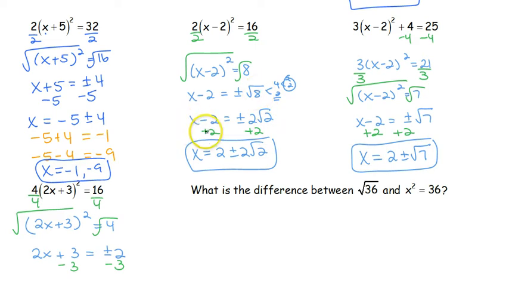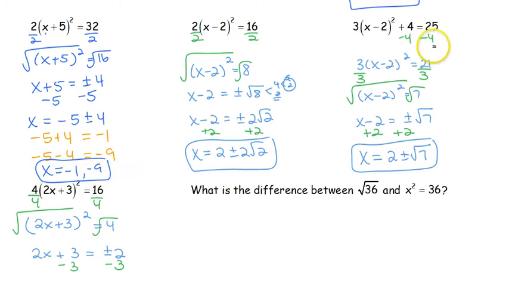Then we want to get x by itself, so we add the 2 over. 2 and 2 root 2 are not like terms because one has a radical and one doesn't. So I keep it as 2 separate pieces, unlike the last one where I broke them apart and I had 2 completely different answers that were simplified together.